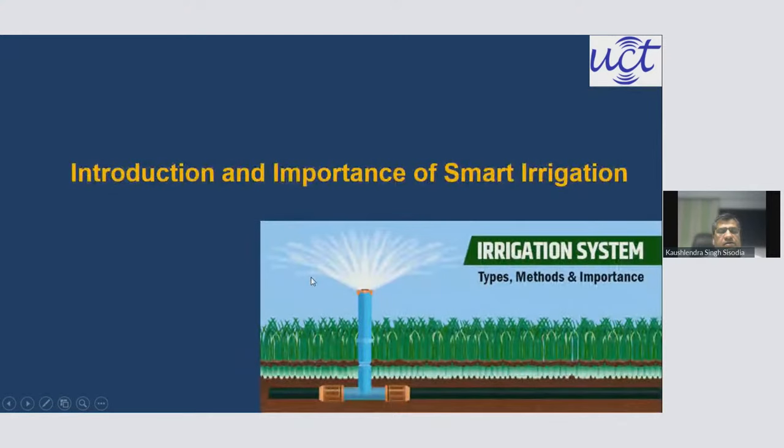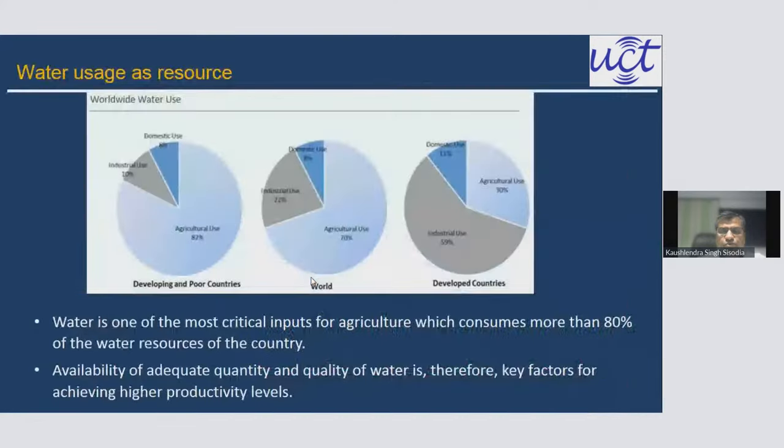And let us see what the importance of a smart irrigation system is. Today we would be focusing on the irrigation system, but there are other factors also that can improve the yield. Probably we can discuss those in the next session, but today we are totally focusing on the irrigation system.